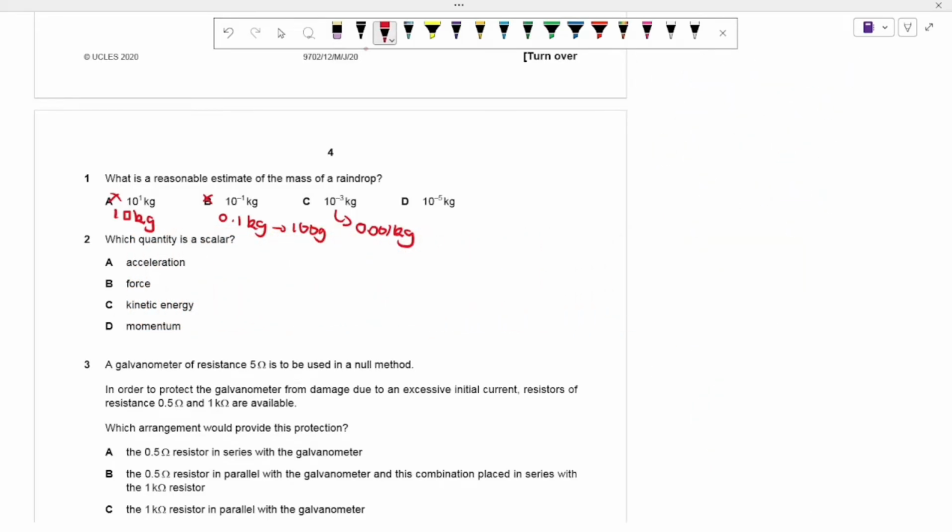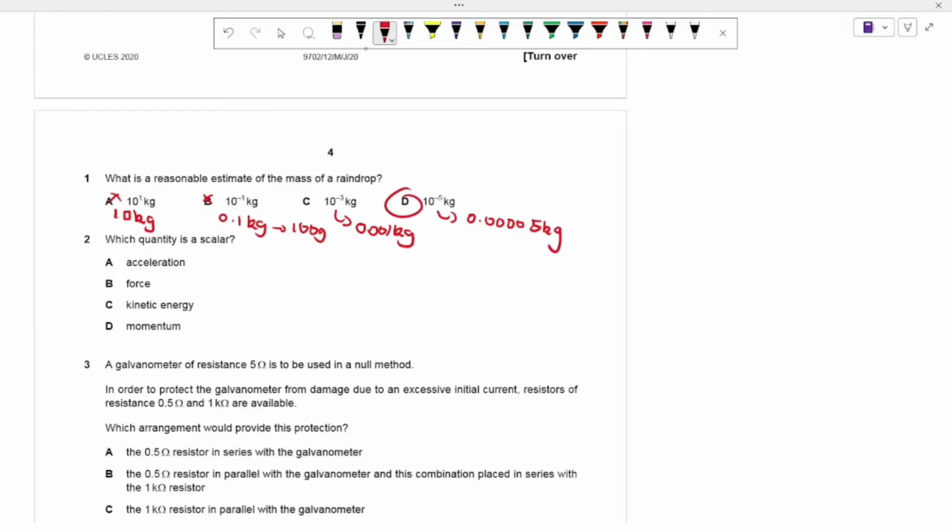And then if you look at D, this is 0.005 kgs. Sorry, these are actually 5 zeros, so it's 0.00005, something like this. So if you look at D, this is 0.00005 kgs. This makes sense. This can be a reasonable estimate of the mass of a raindrop.